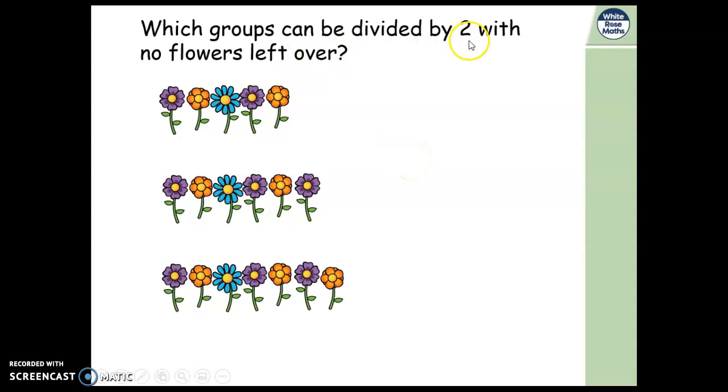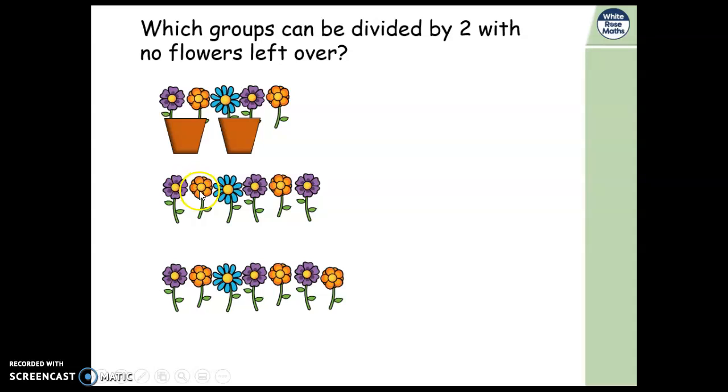Which groups can be divided by 2 with no flowers left over? Thinking about this, groups of 2, that means there should only really be even numbers, and those even numbers are 2, 4, 6, 8, 0. So here we have 1, 2, 3, 4, 5. Because it's a 5, that means that there's going to be 1 left over.